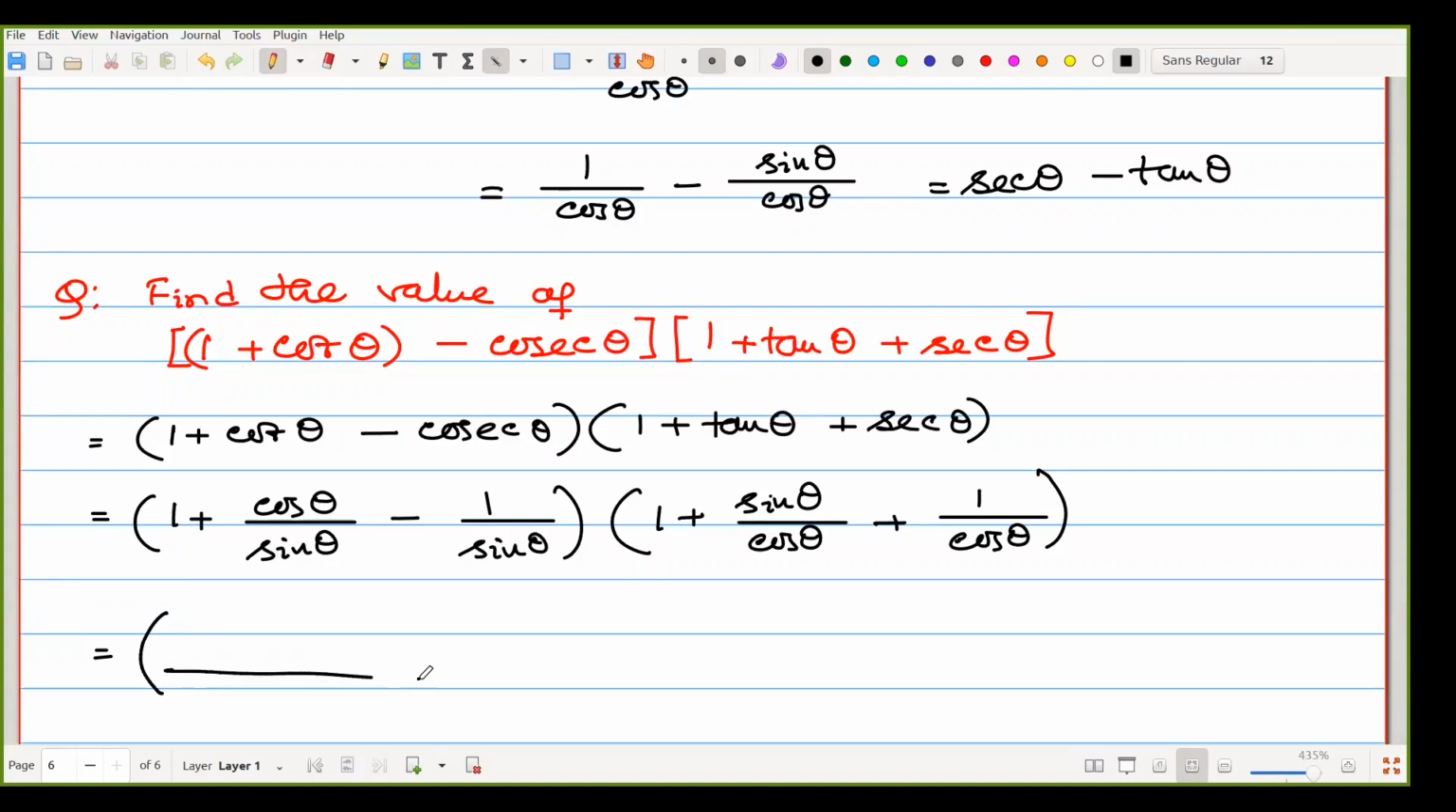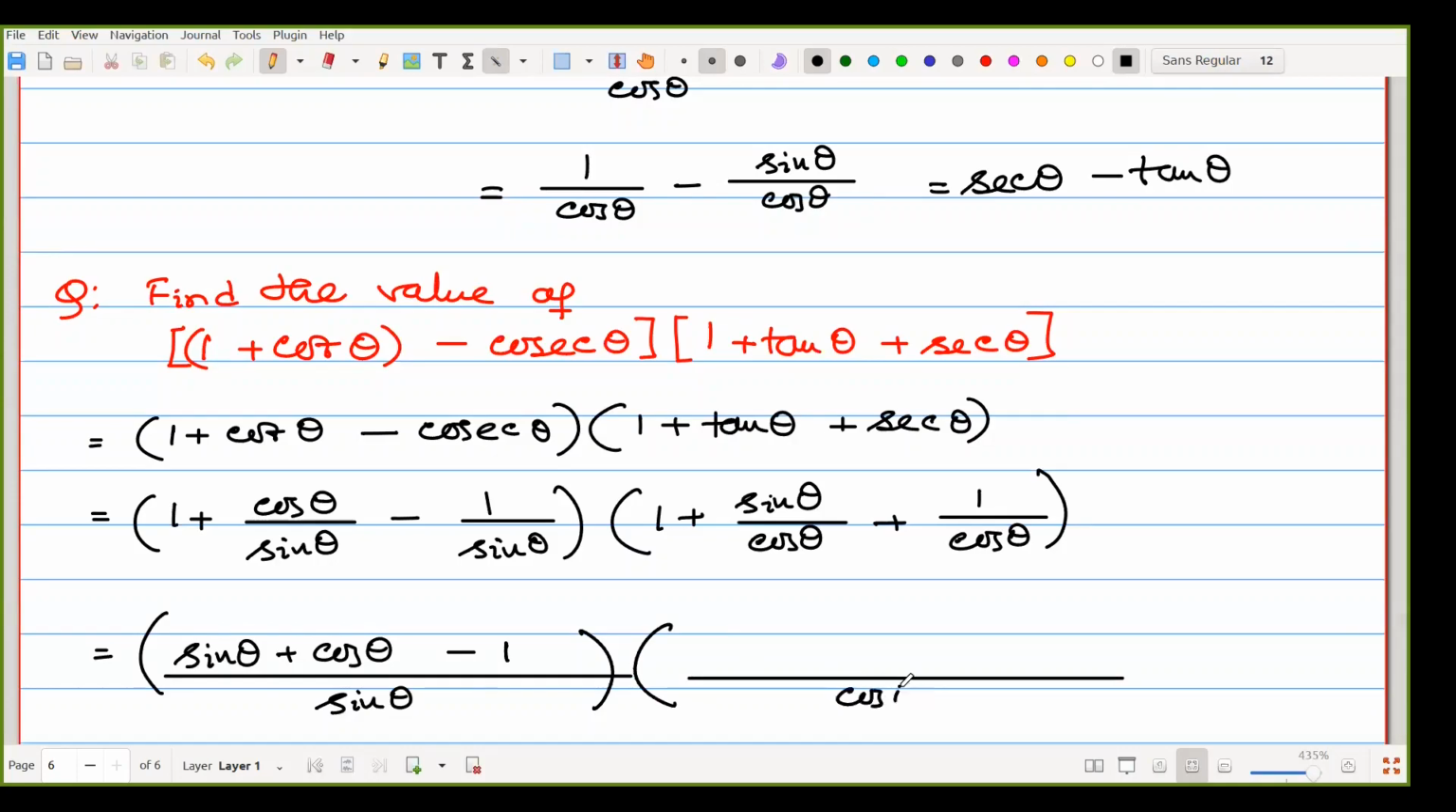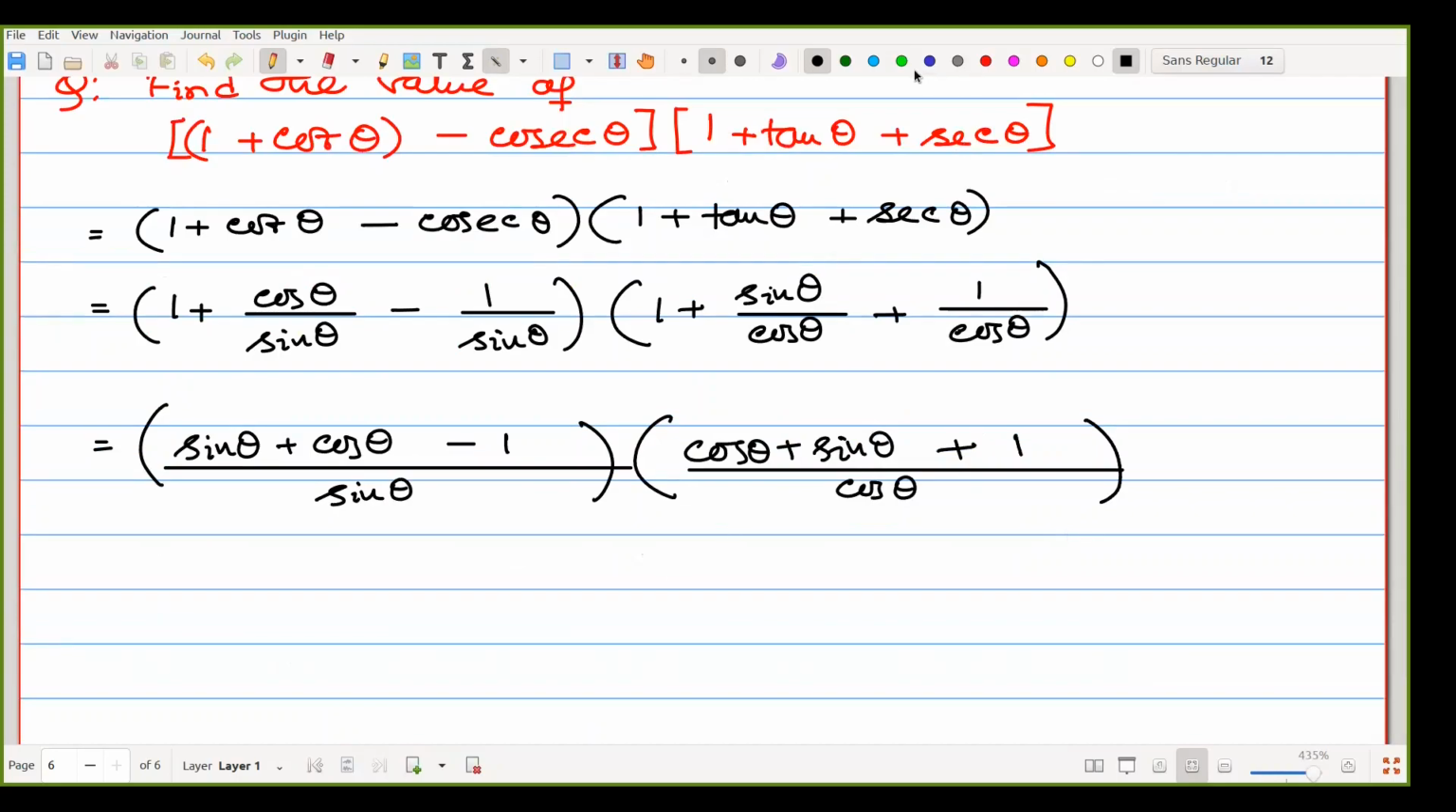Proceeding in the way, we are getting sin theta as denominator here. So sin theta plus cos theta minus 1 into cos theta plus sin theta plus 1. Okay, look at the values. That one is sin theta plus cos theta minus 1, sin theta plus cos theta plus 1.